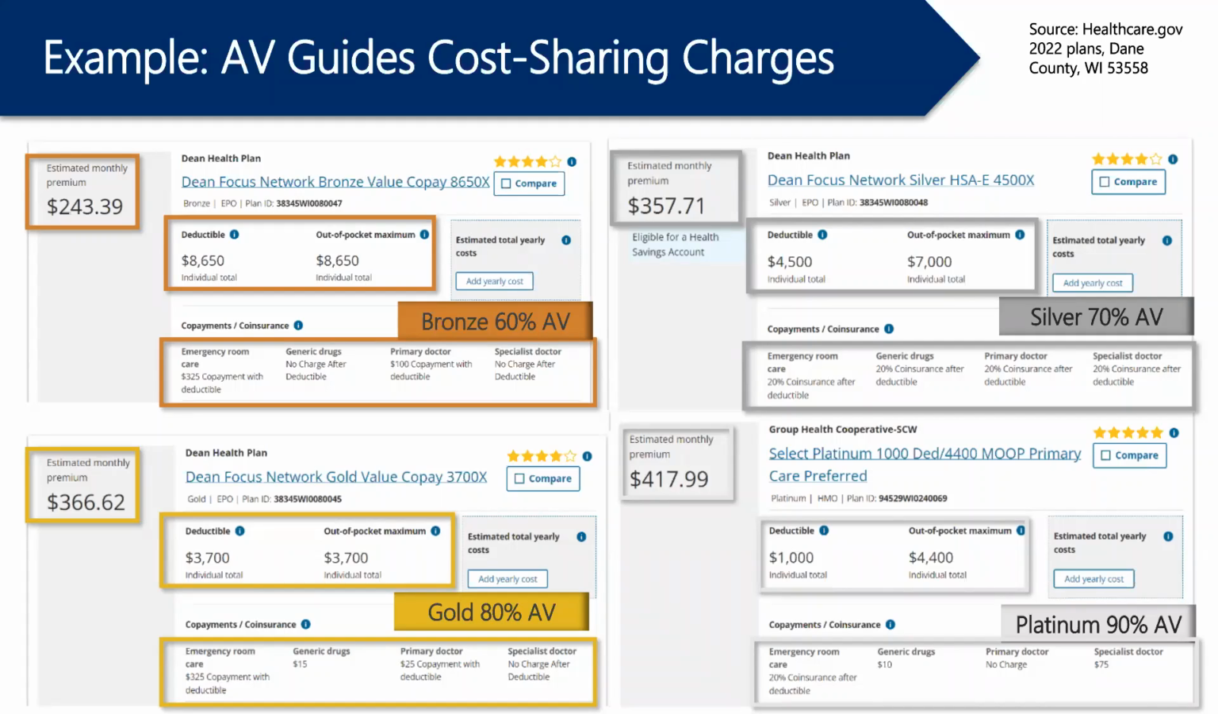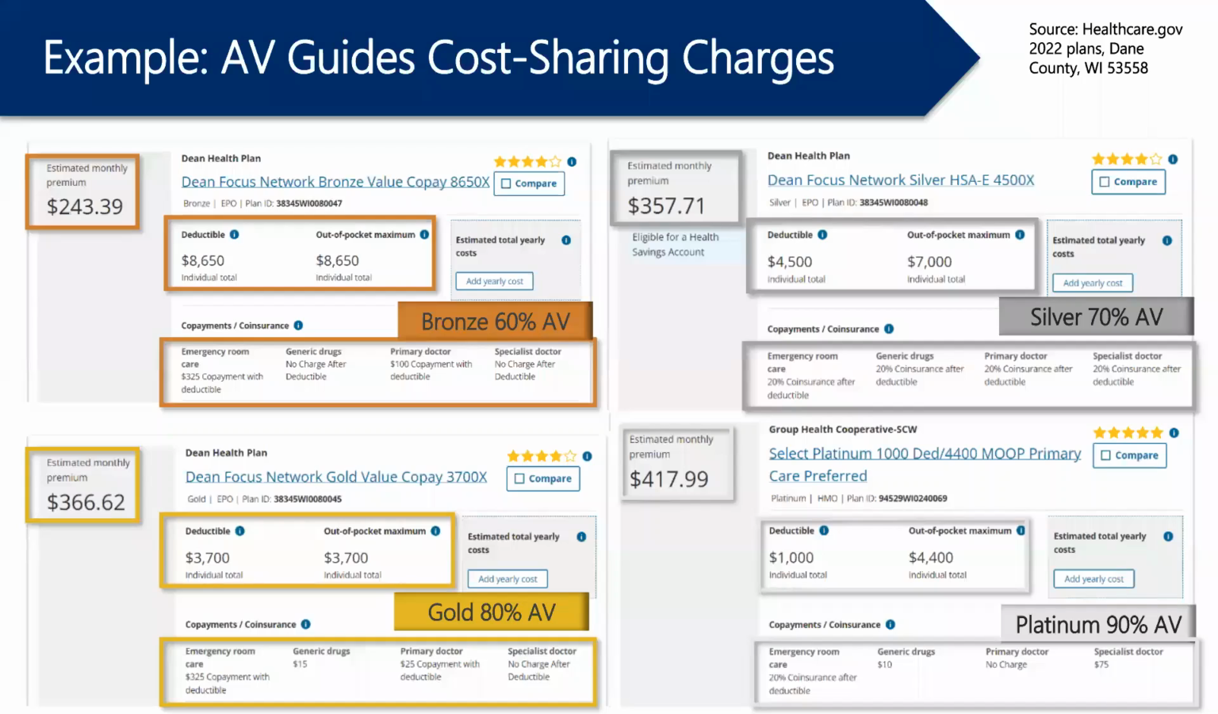And here you can see the bronze plan that has a 60% AV, in the top left-hand corner of your slide. That is a deductible of $86.50 for the year. And you can see that that's a higher deductible, for example, than the other plans. So if we look at the silver plan, which has a higher actuarial value, there's a $4,500 deductible, so much lower than the one that we had in the bronze example.